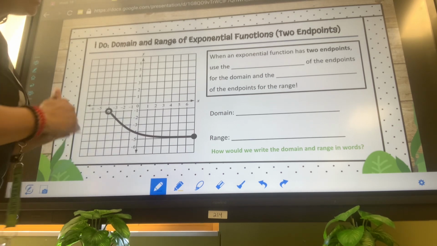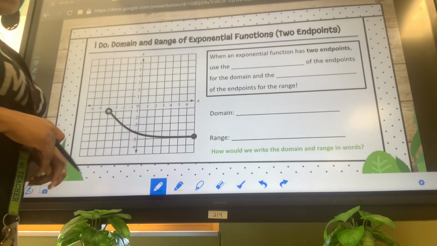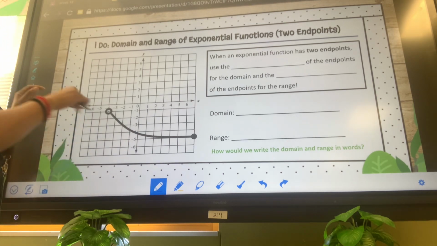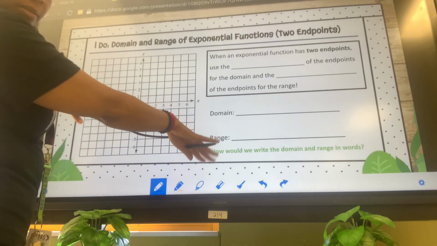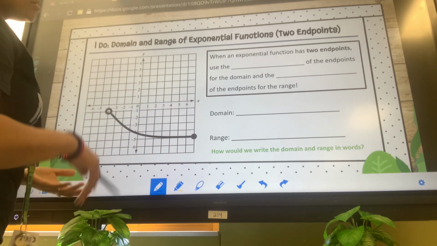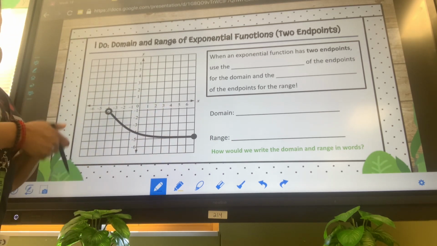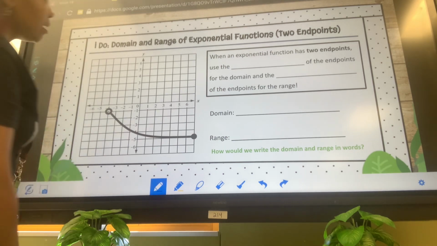And guys, we're going to do this domain and range the same way we did our linear functions, because anytime you have an endpoint, it needs a number. So that means I'm going to have a number on the left and a number on the right, or a number at the bottom and a number at the top. It's going to look just like the ones we did with linear functions where we wrote with inequalities. All right, so let's talk about it.